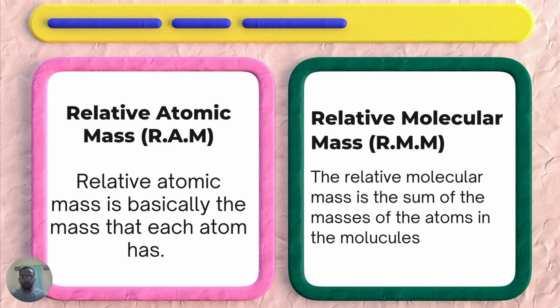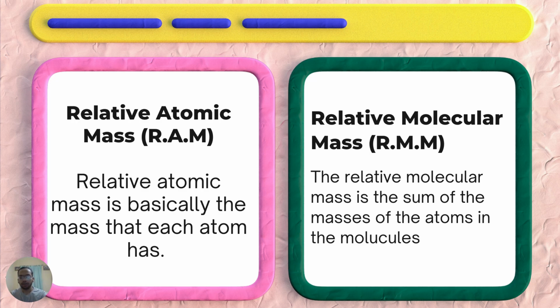Before moving on to the mathematical solution, we have to know the difference between relative atomic mass (RAM) and relative molecular mass (RMM). Relative atomic mass is basically the mass that each atom has. We have already learned what the mass number is, which is basically the number above each of the atoms in the periodic table. For example, C-12, here the mass is 12.